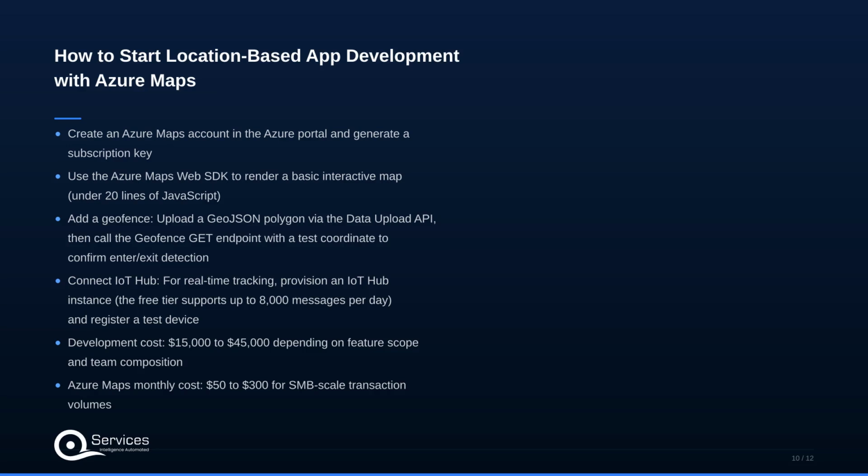Getting started with location-based app development with Azure Maps doesn't require a large team or a long setup phase. The fastest path to a working prototype. Most developers get a working proof of concept in 1 to 2 days. The production build, covering authentication, error handling, scalability, and mobile app development, takes longer.